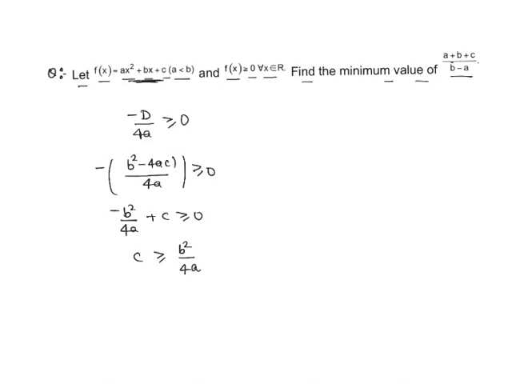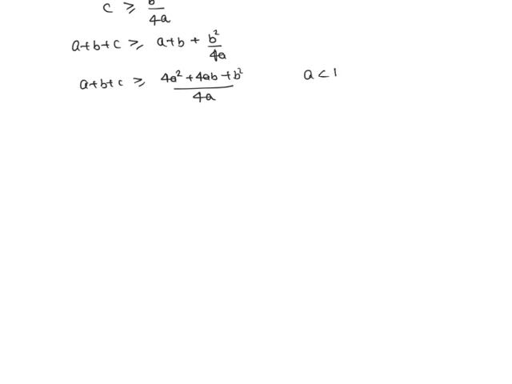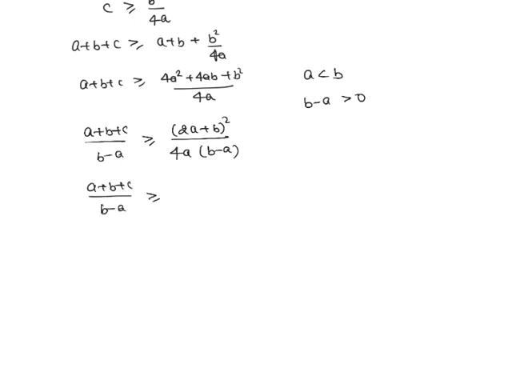Now what we will do? We will add both sides a plus b. So we can say a plus b plus c should be greater than or equal to a plus b square by 4a. If I take LCM, a plus b plus c should be greater than or equal to 4a square plus 4ab plus b square divided by 4a. Now we know a is less than b. So we can say b minus a should be greater than 0. So what we'll do? We'll divide both sides by b minus a. So a plus b plus c divided by b minus a should be greater than or equal to (2a plus b) whole square divided by 4 times a into (b minus a). So we can write a plus b plus c divided by b minus a should be greater than or equal to, this we can write as what? (3a plus b minus a) whole square divided by 4 times a into (b minus a).